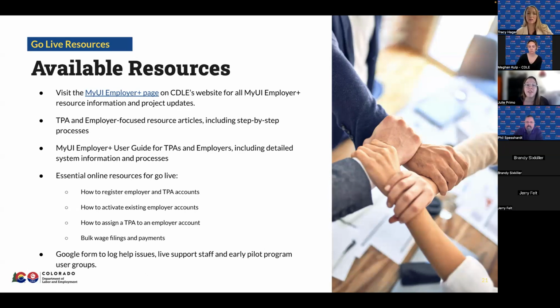But then essential online resources for Go Live. So we're going to have in that user guide right at Go Live how to register employer and TPA accounts, how to activate existing employer accounts so you can help your employers through that, and how to assign a TPA to an employer account, and then how do you bulk wage file and pay. So we're going to have that bulk wage filings and payment section up there. And then for our TPA population, that Google form to help log issues so our live support staff can help you and assist you. And then we are also doing an early pilot program for certain user groups. So we're going to have a couple users get into the system early before everyone else.